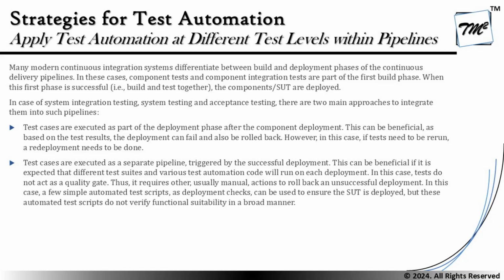So the two approaches, of course, are listed here. Number one is test cases are executed as part of the deployment phase after the component deployment. This can be beneficial as, based on the test results, the deployment can fail and also be rolled back. However, in this case, if tests need to be rerun, a redeployment needs to be done, which is a very simple statement as an understanding of DevOps, but I think this particular line is a little more technical.